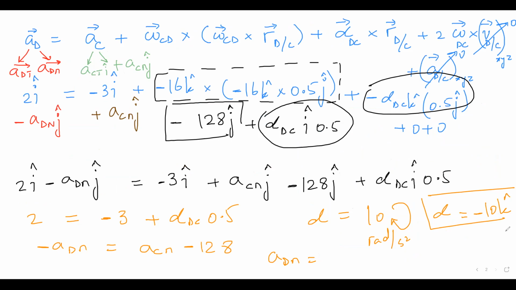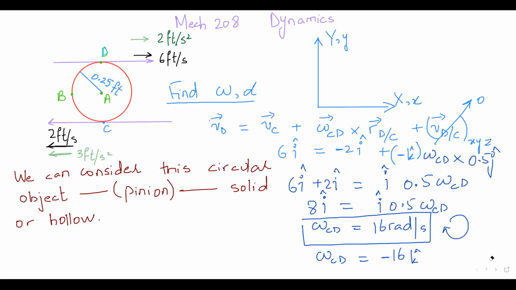Okay, any questions for this one? Think about it yourself. In principle you should get ADN and ACN values as well. Anyways, think about it. Okay. Any more questions?